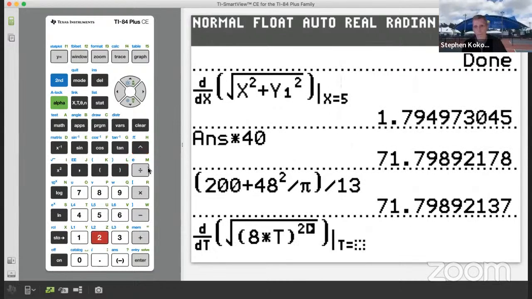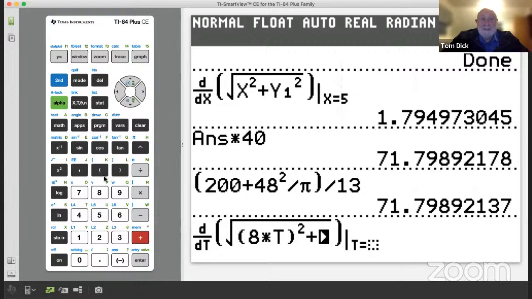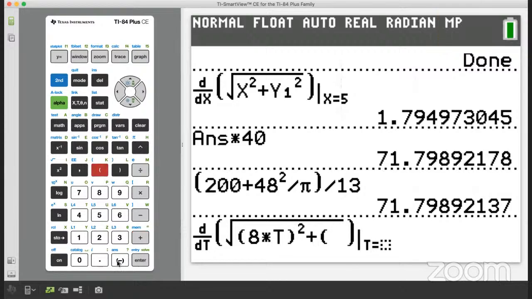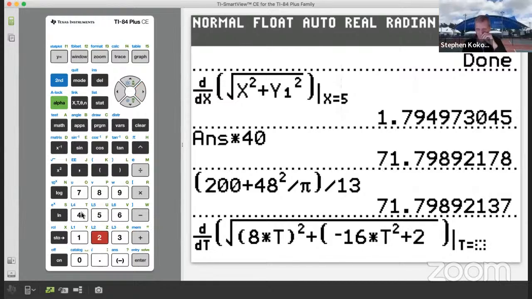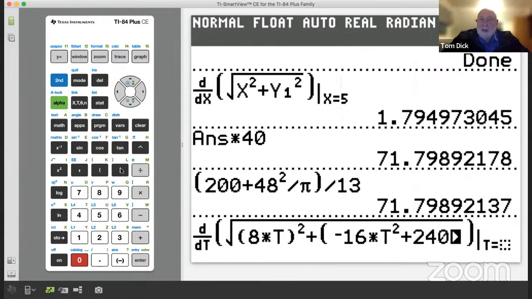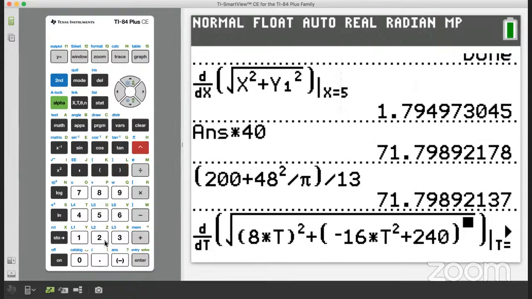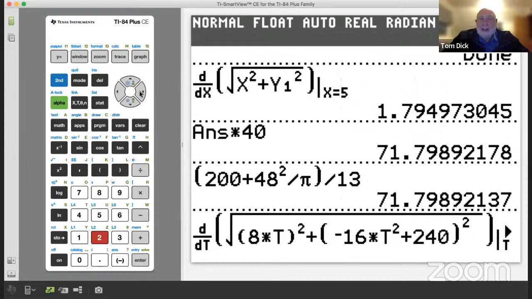Then we'll take the s, which was negative 16 times t squared, plus 240. And then we'll take that quantity squared. And that whole expression is giving us that distance between the snow chunk and that running person totally in terms of time t.